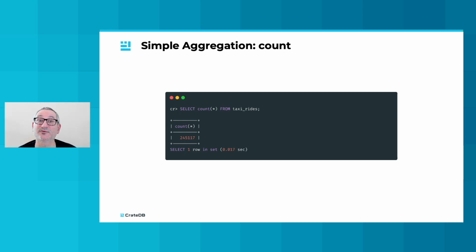We've actually already started using aggregations here. The count function is a good example of a simple aggregation. It returns a single summary value telling us how many rows are in the table.